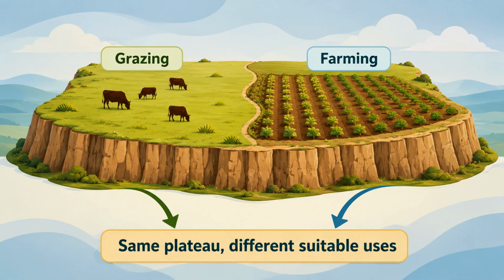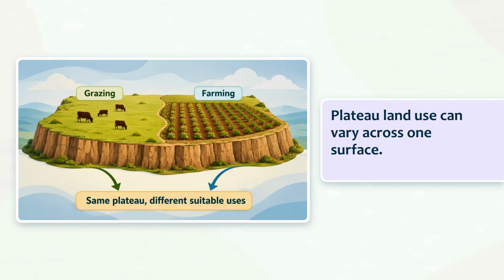Broad plateau surfaces can provide usable space for grazing and farming, but the whole plateau need not be used in one uniform way. Different areas can support different activities. Keep the word suitable in mind.